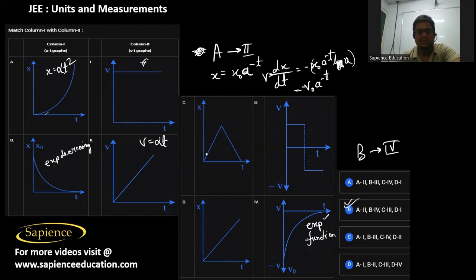In C, x is a linear function of time till here, then it is also linear again. So here the velocity is constant, x equal to vt, I can say. Here velocity is constant, here also velocity is constant, but it is a negative velocity. This part has a positive slope, so it has positive velocity, which is constant, and here it has negative velocity, which is also constant. So C will match with 3, obviously.